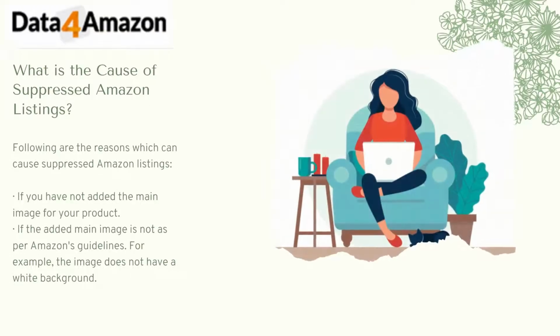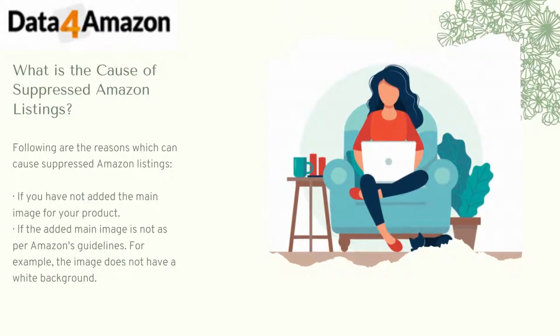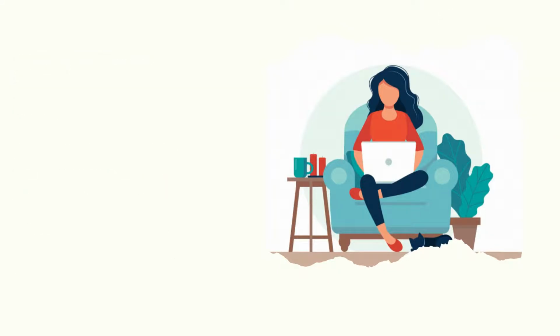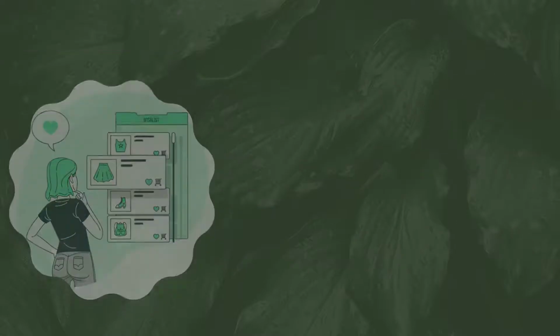What is the cause of suppressed Amazon listings? Following are the reasons which can cause suppressed Amazon listings. If you have not added the main image for your product. If the added main image is not as per Amazon's guidelines, for example, the image does not have a white background. If you have not added the required values in the category field. If your product listing does not have a detailed product description. If any of your product listings do not have a category type defined.